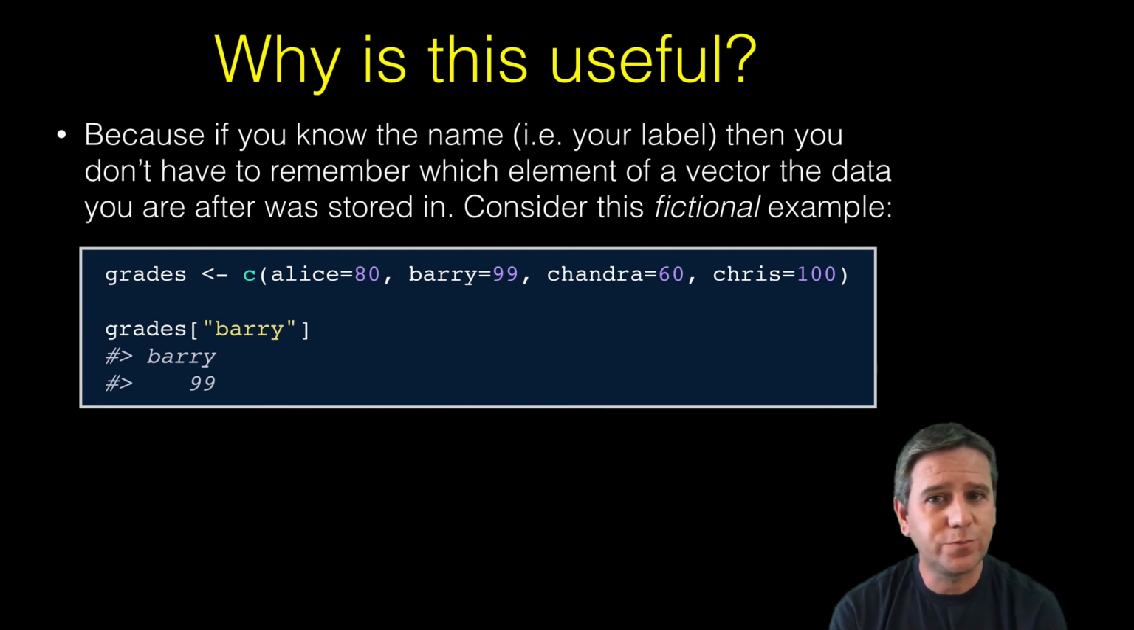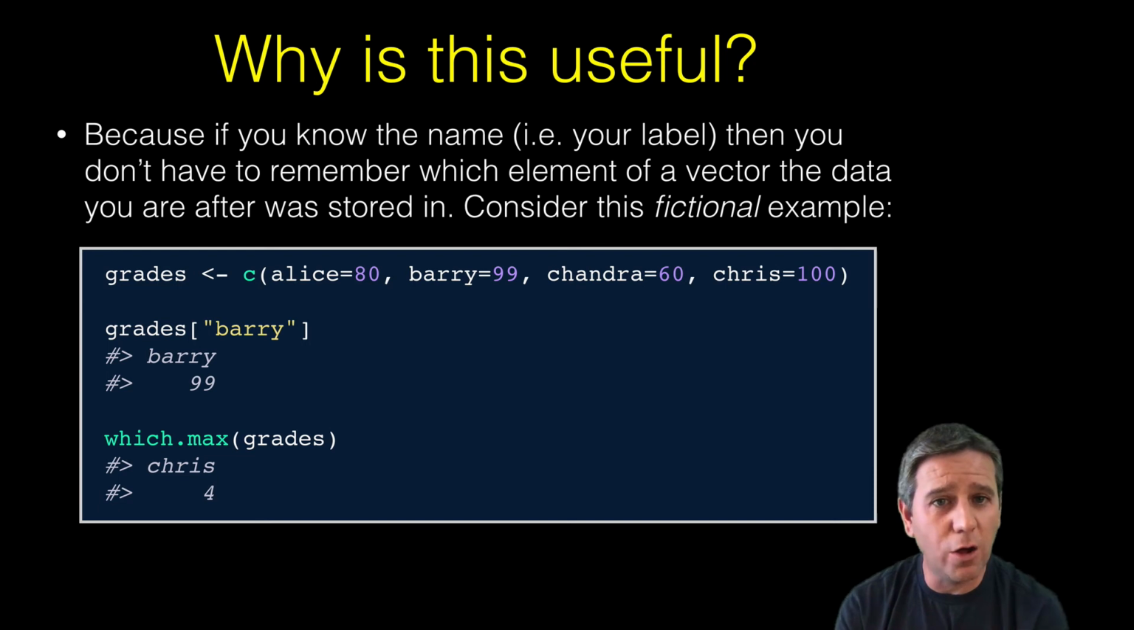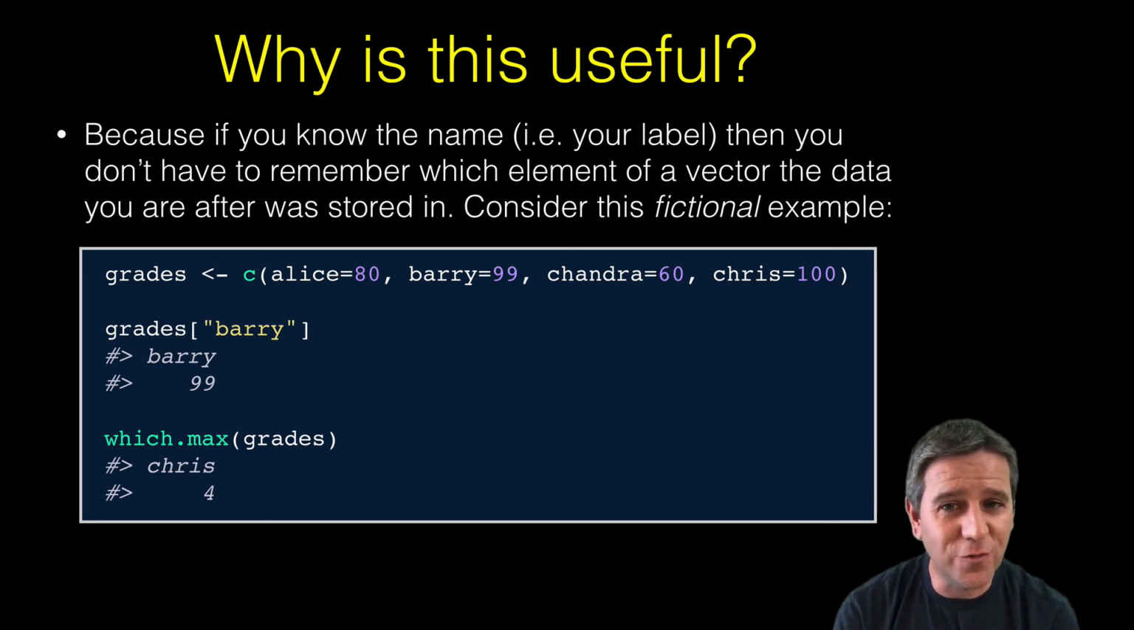I can also, because these names come along for the ride when I use various other functions, like here when I'm looking for who got the maximum, the top score, which.max, it'll tell me Chris got the maximum score. That was the 4th position in the original vector. Damn it. Obviously there's a fault with this test. Why did Barry not get the top score?